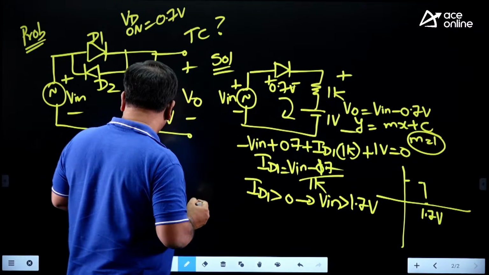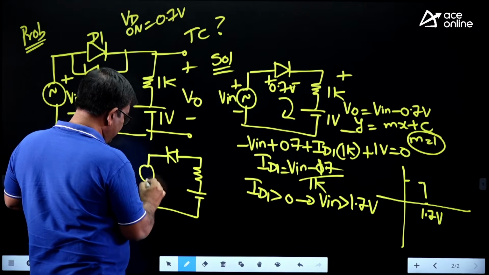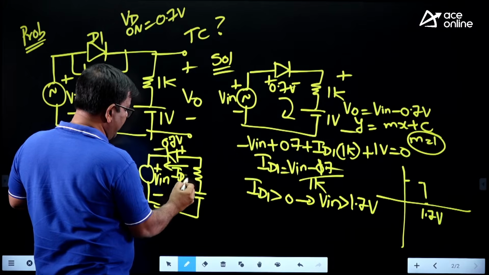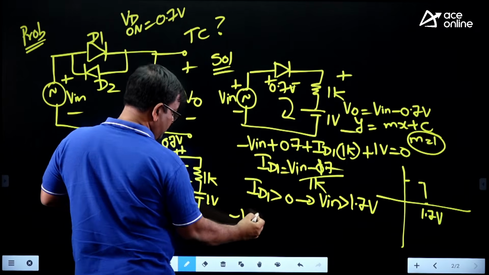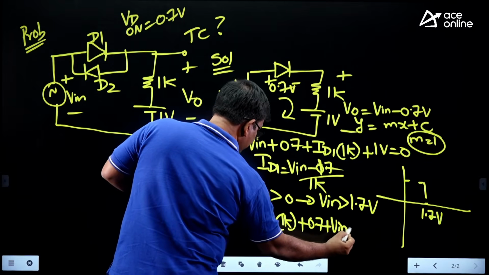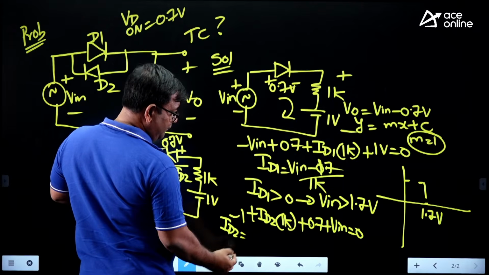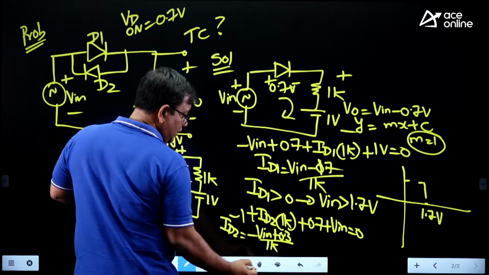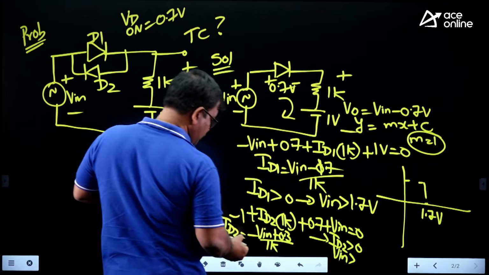Now what about the other diode, D2? It again needs a 0.7 volts drop. But mind you, the current direction is opposite. So if you write a loop equation here, minus 1 plus ID2 into 1K plus 0.7 plus Vin is 0. So what is ID2 here? ID2 is going to be minus Vin plus 0.3 by 1K. So ID2 greater than 0 means Vin should be less than 0.3.